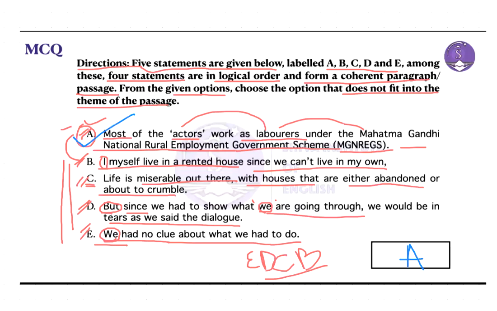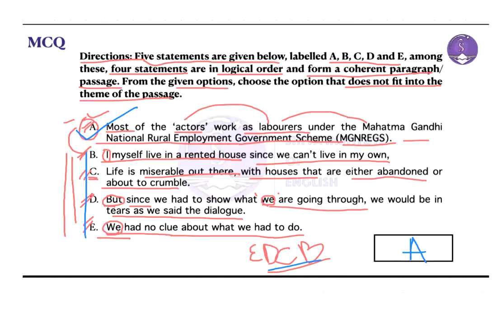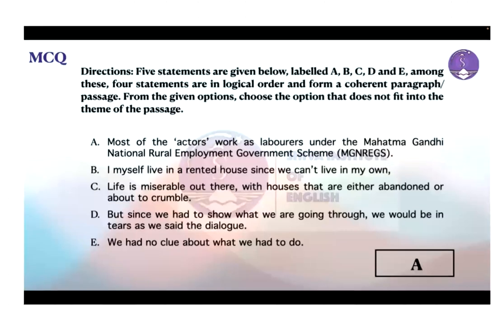Whereas the sequence EDCB indicates the experience of the narrator about the workers, about the actors, who have pointed out their viewpoint, right? So in that case, the sequence should be EDCB, and option A is the odd one out. I hope you understood this. The answer choice is given here, option A.